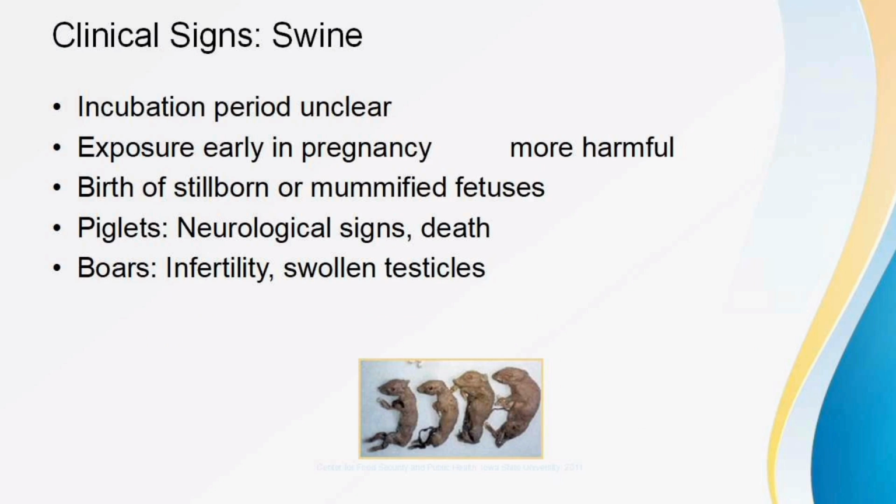The incubation period in swine has not been clearly established, but it is known that the earlier the exposure occurs in pregnancy, the more harmful the sequelae for the fetuses. Swine infected with Japanese encephalitis commonly show few clinical signs except those associated with pregnancy. Pigs infected with Japanese encephalitis will give birth to litters of stillborn or mummified fetuses. Experimentally, boars infected with Japanese encephalitis have shown swollen testicles and decreased fertility.